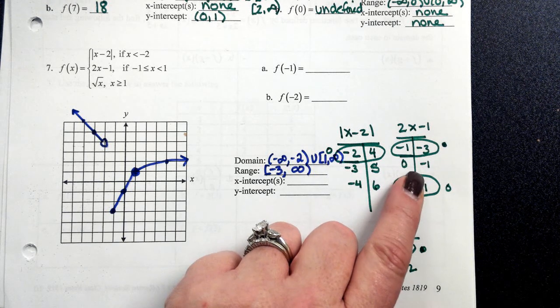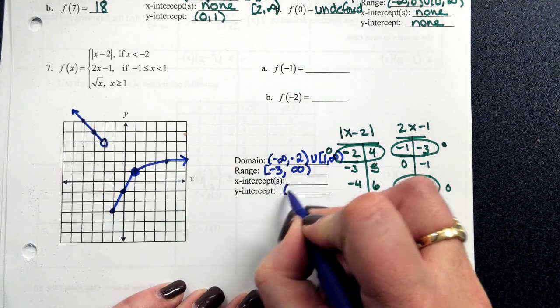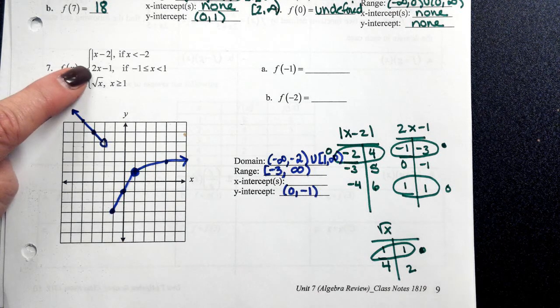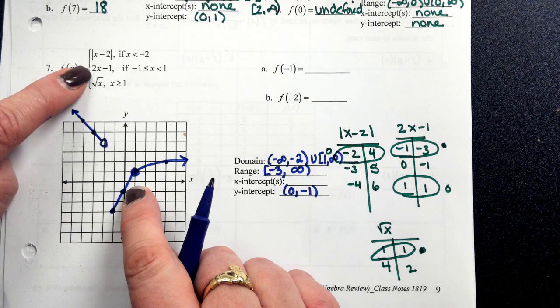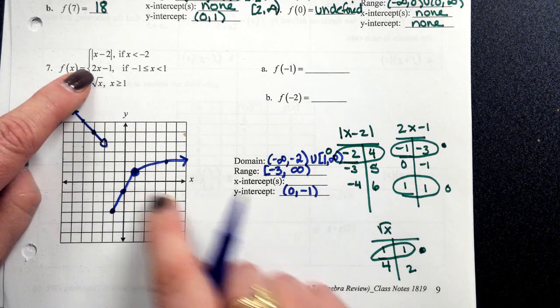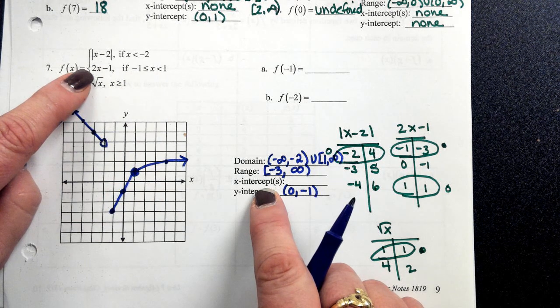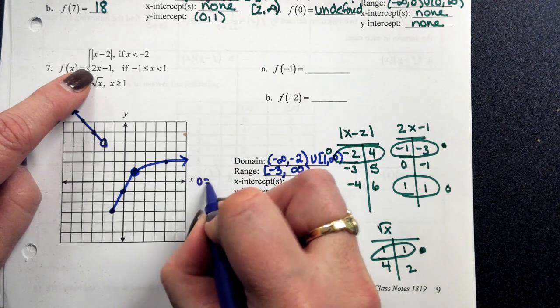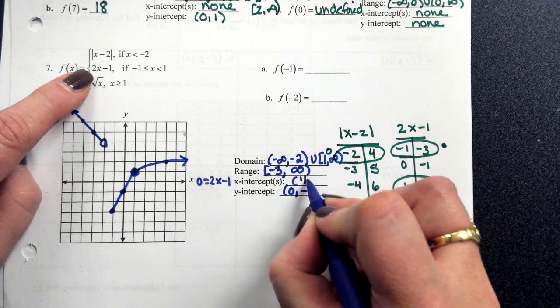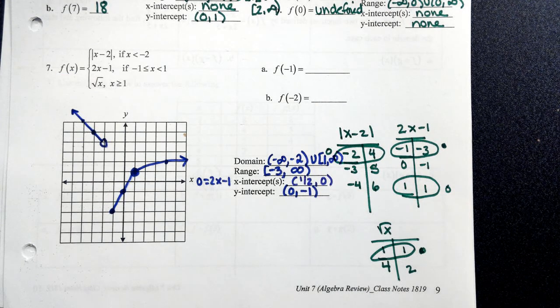The y-intercept you can read from your table. The y-intercept is right there at 0, negative 1. And again, which function is crossing the x-axis? It's crossing the x-axis between negative 1 and 1. So remember, to find your x-intercept, you have to set y equal to 0. So you'd have to set 0 equal to 2x minus 1. So that's going to be at 1/2, 0. Okay? So any questions, guys, on doing piecewise functions?